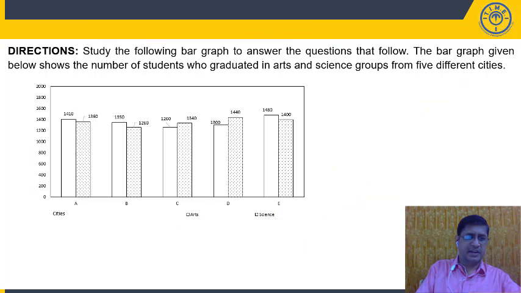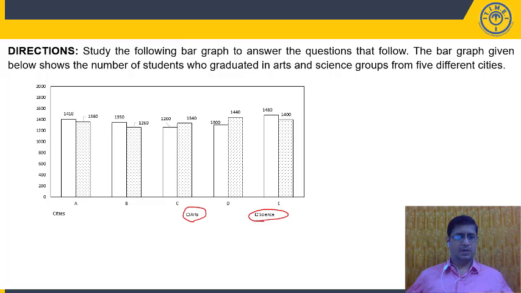Okay, now look at the next example. Now one more data interpretation set is given, a bar graph. If you observe this one, directions are given here. Study the following bar graph to answer the questions that follow. The bar graph given below shows the number of students who graduated in arts and science groups from 5 different cities. Cities A, B, C, D, E, 5 cities are given, and the first bar represents the arts group and the second one is the science group.